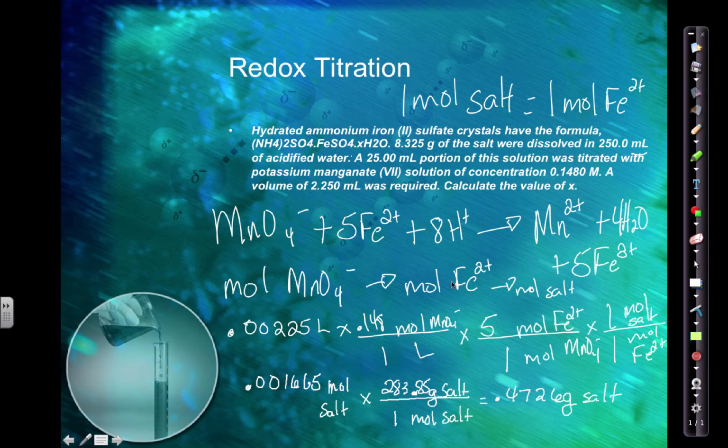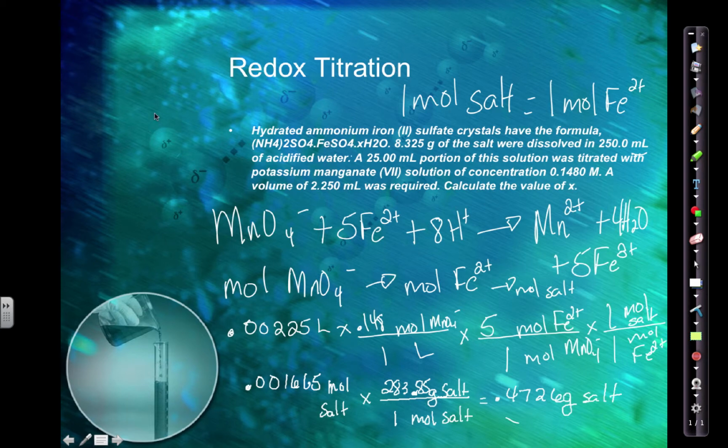I need to know of this amount right here, how much of that was the salt. So what I need to do is I need to say, okay, I actually used 25 mils of a total of 250 mils, so I used 10% of the solution. So this is only 10% of what we originally had. So 10 times that should be about 4.7 grams. That's how much of the salt would have been in the solution originally.